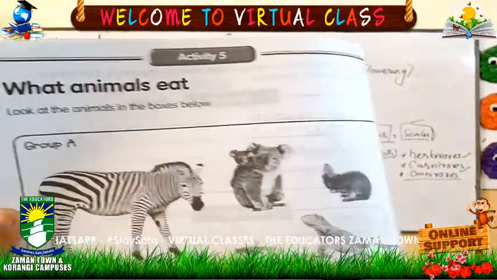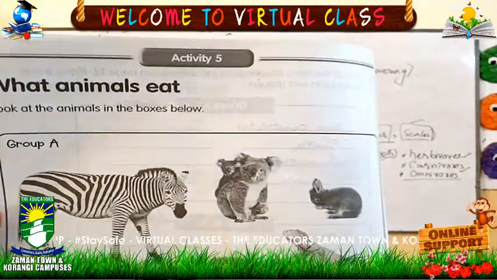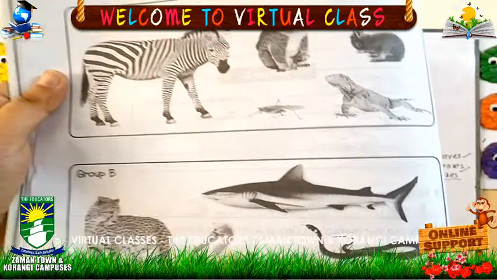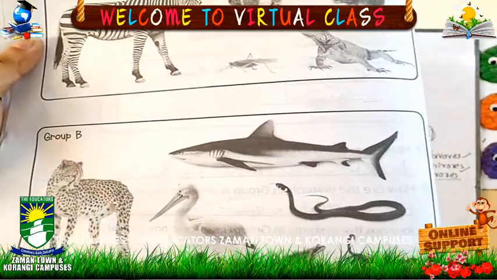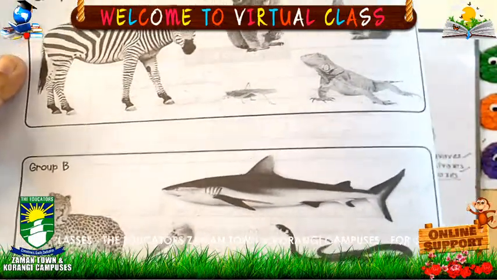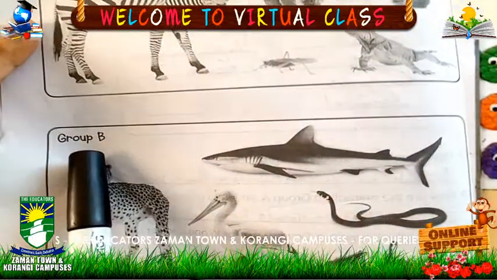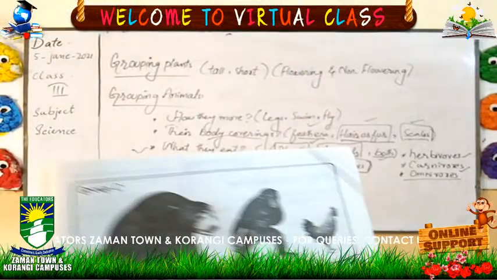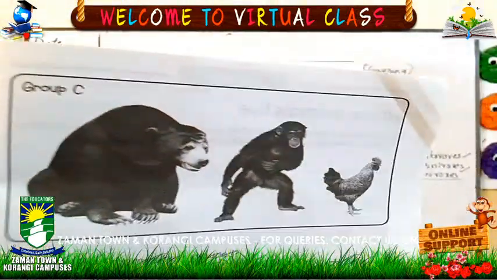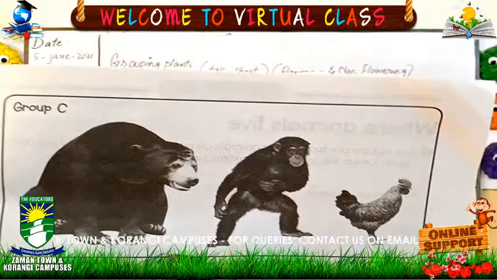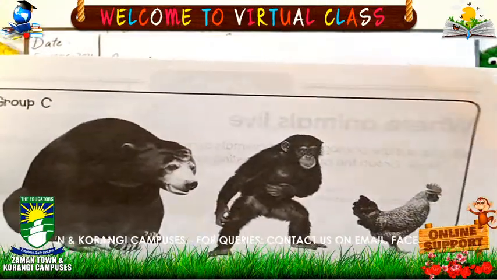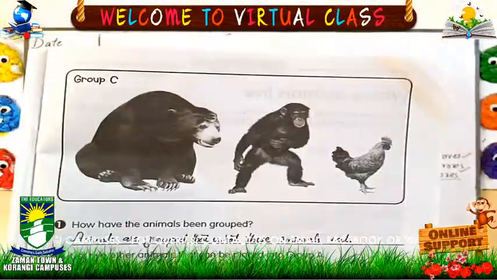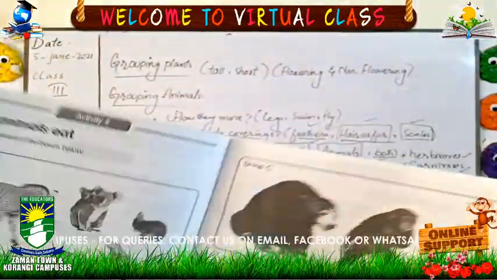So we can give them the name herbivores. Okay. What about group B? These are the animals which used to eat other animals. Okay. So we give a proper name to them, that is carnivore. Okay. Group B, these animals used to eat other animals. What about group C? These are the animals which used to eat both plants and animals. So these are the similarities of group A, B and C.